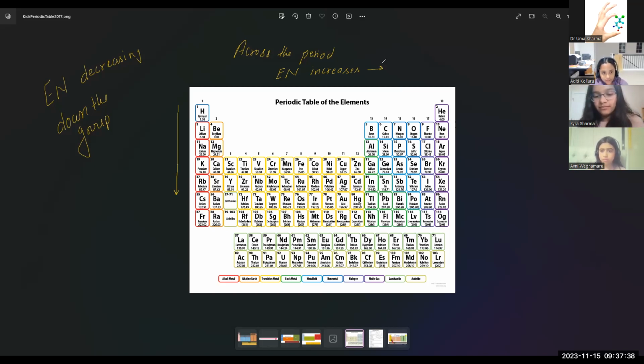So okay, since size decreases, you frame your language, okay? I give you a few seconds. Think and frame your language. Avni, can you answer why electronegativity increases across the period?